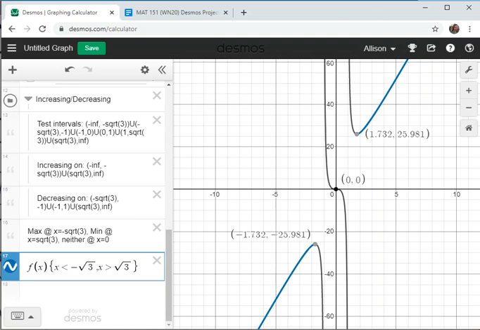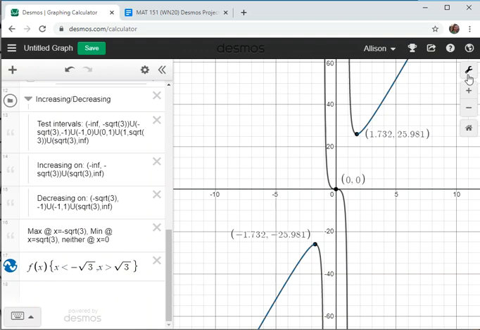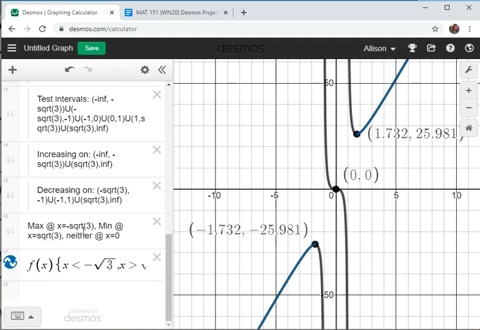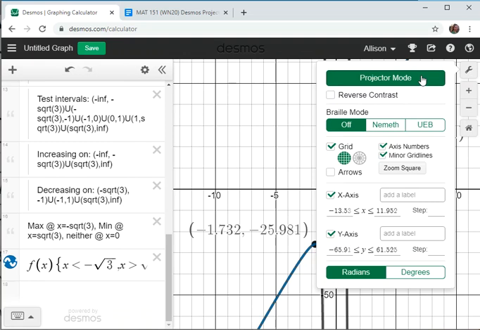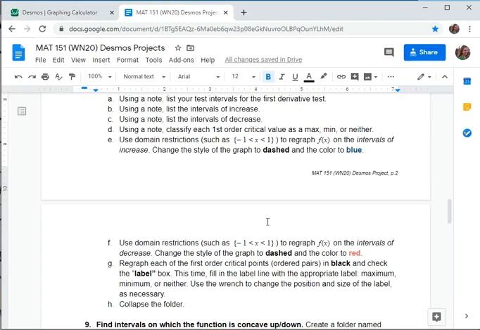Close curly brace. Okay, so we can see how we've got this part shaded blue and this part shaded blue, and they also ask me to change the style to dashed. Alright, so if I turn projector mode on, it can sort of see the blue dashing through that black, so it just makes it a little bolder. Okay, I'm going to turn it back off though because it makes this text a little too big to fit on my screen. But I can see the blue and the black dashing together there. Alright, so that did the increase.